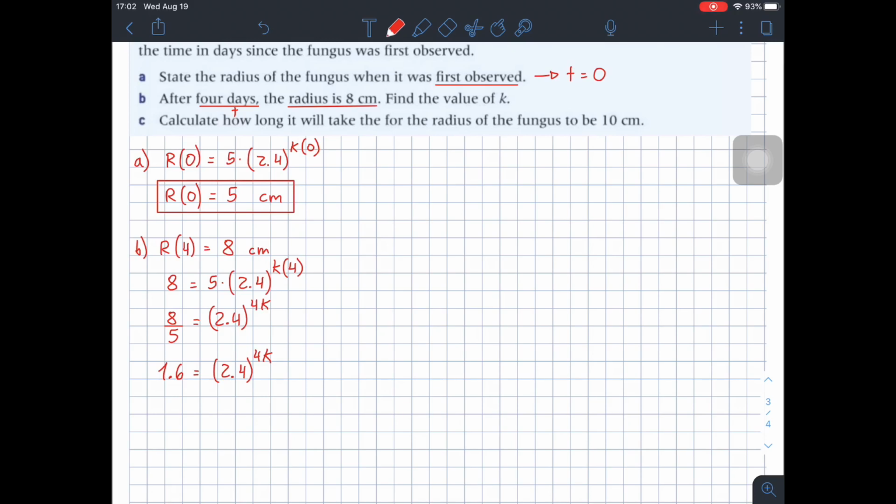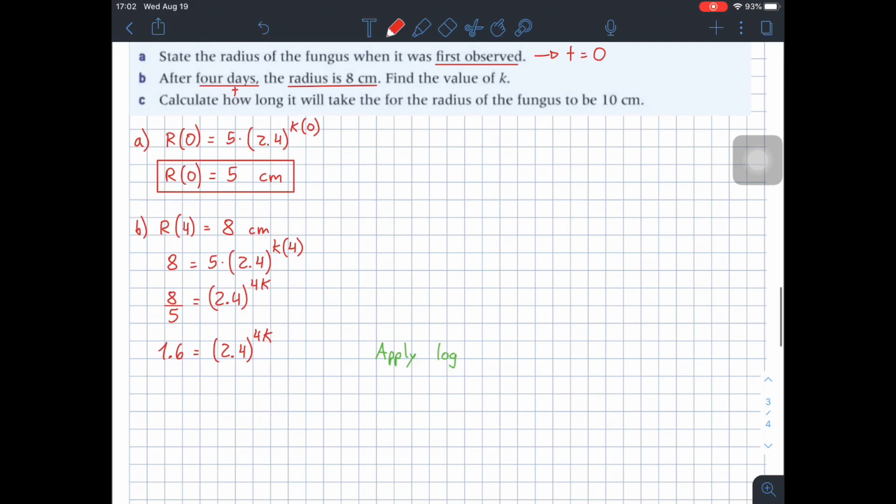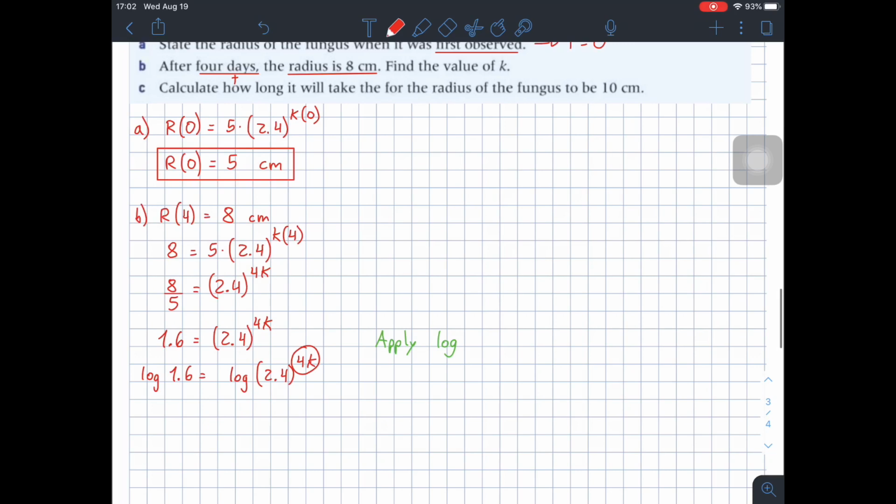Okay, so if I want to solve for k, in this case I will have to apply logarithms. That's exactly what I'm going to do in order to leave the k alone. So apply logarithm to both sides. If I apply logarithm to both sides, we're going to get log of 1.6 is equal to logarithm of 2.4 to the power of 4k. Once I have applied logarithms, I can take the exponent to the front, right? Applying the third law of logarithms. So log of 1.6 is equal to 4k times logarithm of 2.4. I don't need to write the parentheses here anymore.